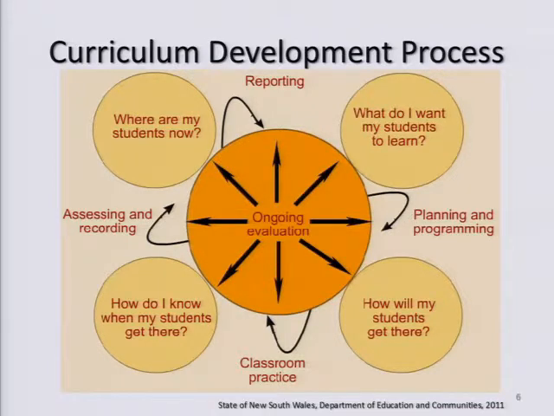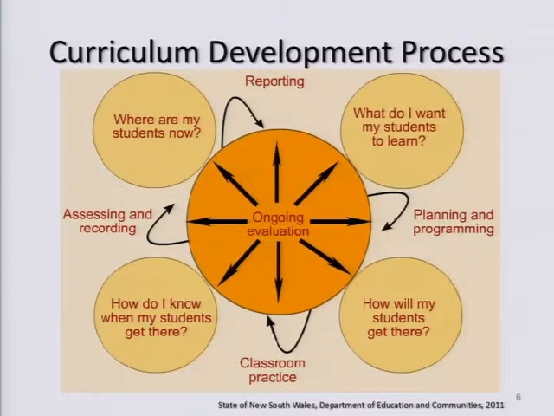When you think in terms of the curriculum development process, it's really something that requires ongoing evaluation, and it has certain key points. What do I want my students to learn? How will my students get there? How do I know when my students get there? How do I know that they got there? And where are my students now? This is a cycle that we're going to do for continuous quality improvement, and that is really the goal of what we're trying to do in the educational process.